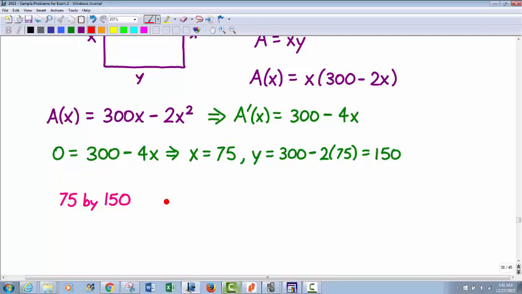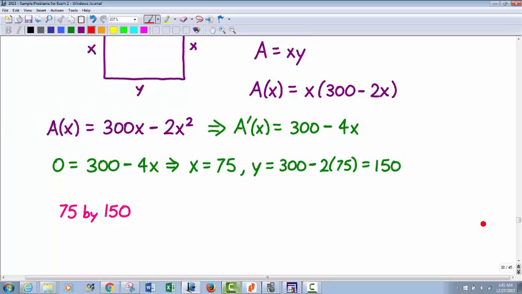Like I said, you would have got the same thing. If you reversed them, x would be 150 and the y's would have been 75 if you reverse the variables. So then if it asks for the maximum area, all you have to do is multiply those two numbers together to tell you what the area actually is.